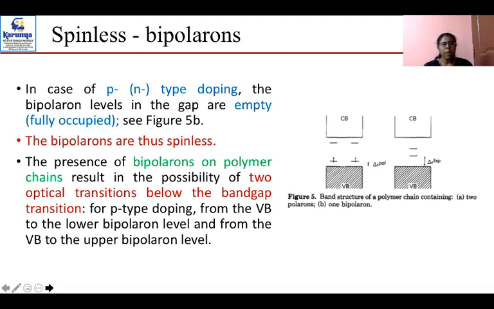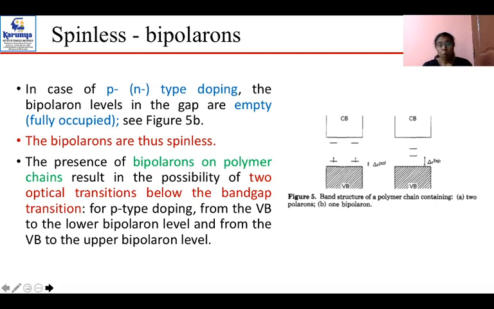Okay, so if you see in the case of p-type or n-type doping, it is actually the same. In case of p-type or n-type, you have the bipolaron levels in the gap which are either empty or fully occupied. Overall, it is spinless. If it is a single electron, yes, it has spin, but here it is going to be spinless. That is why they are called spinless charge carriers. And these are the bipolarons, which means they are spinless.